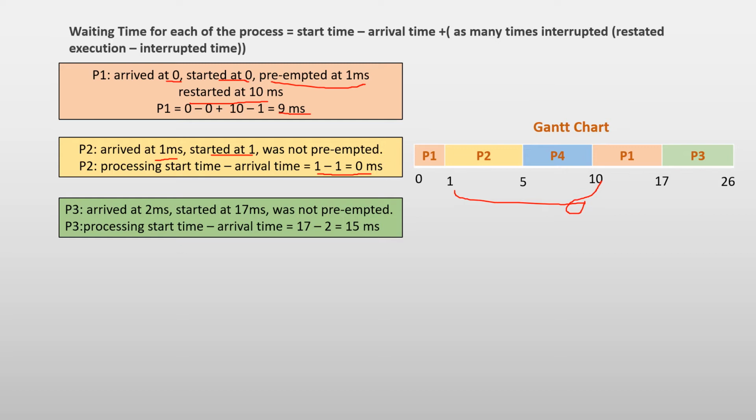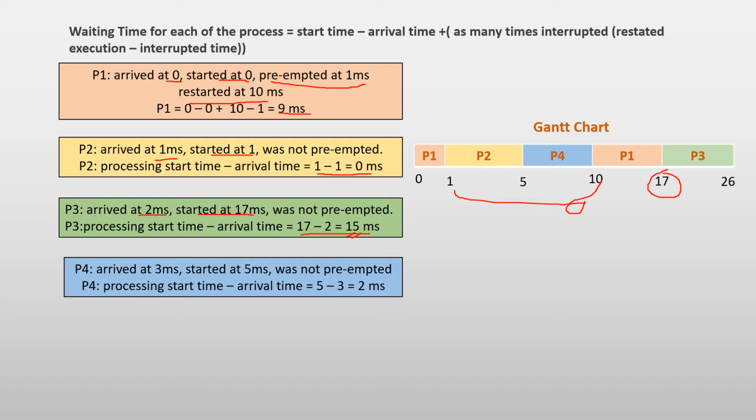Now P3 arrived at 2 milliseconds, but it had started at 17 milliseconds. So if you see here, P3 started at 17 milliseconds. So it was waiting for a total of 15 milliseconds because it arrived at 2 milliseconds and started at 17 milliseconds. So it was in the waiting state for 15 milliseconds.